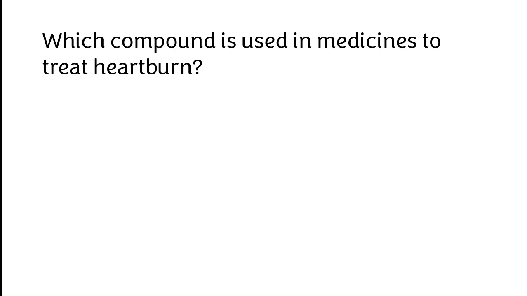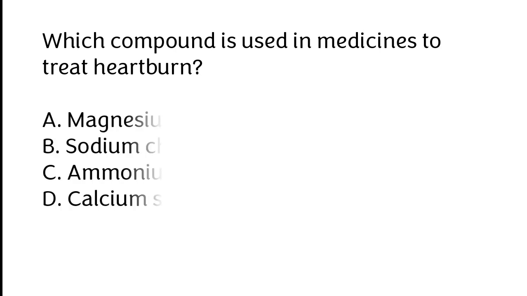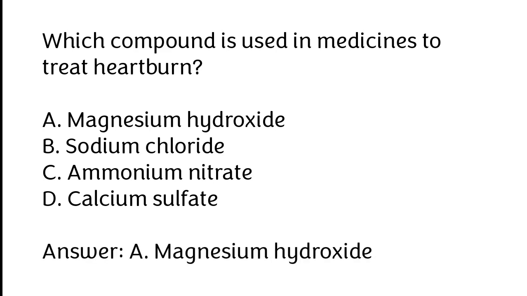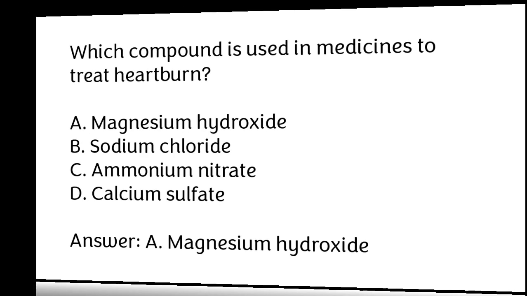Which compound is used in medicines to treat heartburn? Magnesium hydroxide, sodium chloride, ammonium nitrate, calcium sulfate. The correct answer is option A, magnesium hydroxide.